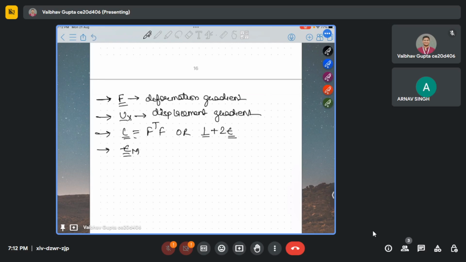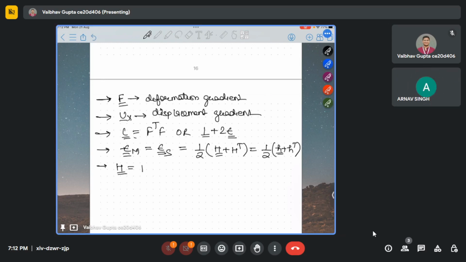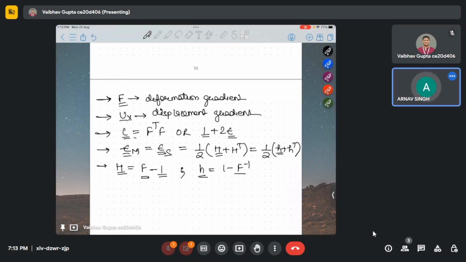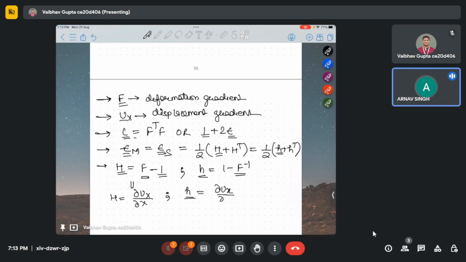epsilon, the materialized linearized strain and spatial linearized strain are equal, which is nothing but half of H plus H transpose, which is equal to half of small h plus small h transpose. Capital H is nothing but F minus I, and small h is equal to 1 minus F inverse, or capital H is equal to dou U capital X by dou capital X. Yes, sir. Small h is equal to dou small u by dou small x.